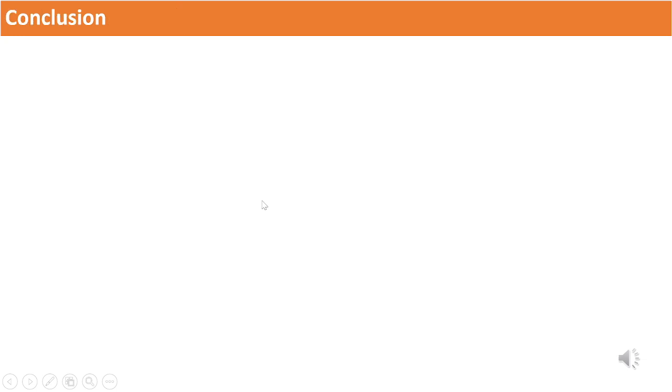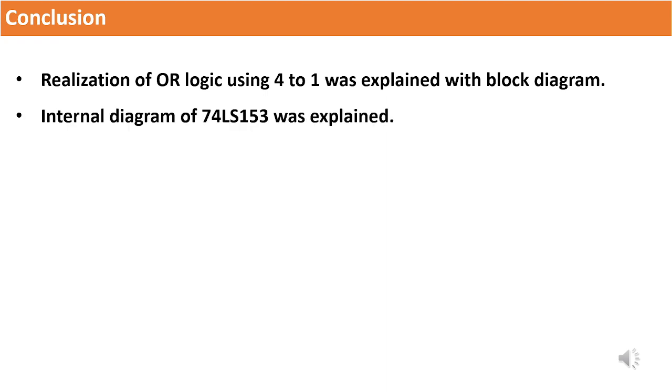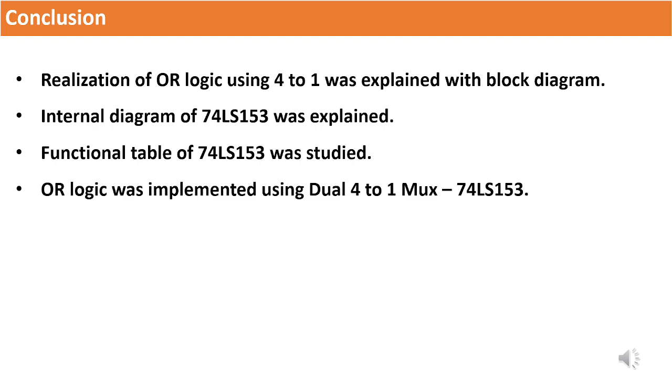In today's lecture, we explored the implementation of the OR logic using a 4-to-1 multiplexer, and we elucidated this process using a block diagram. Subsequently, we delved into the internal diagram of the IC 74153. We also provided a comprehensive explanation of the functional table for the IC 74153. Ultimately, we successfully implemented the OR logic gate using the dual 4-to-1 multiplexer, specifically the 74153 IC.